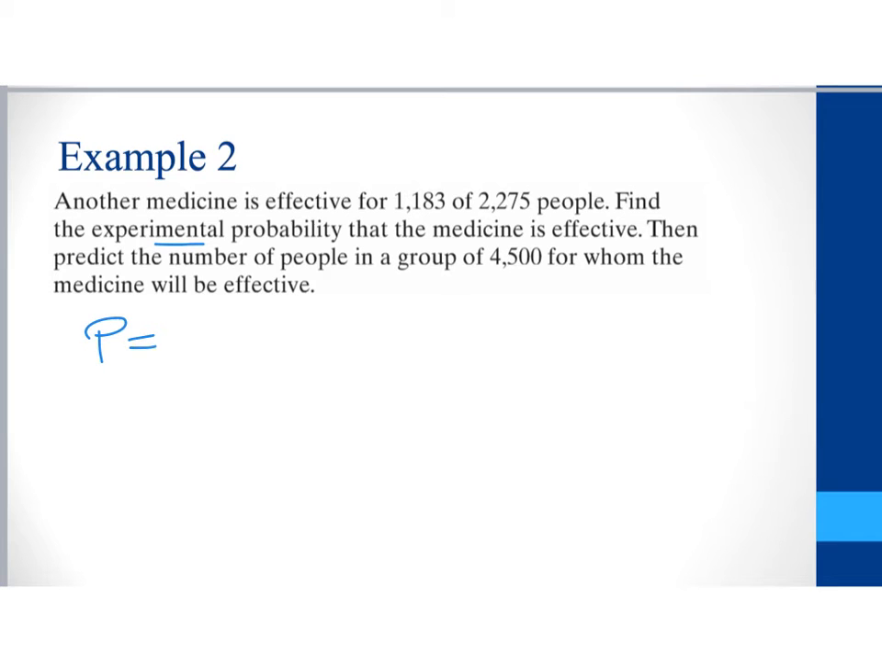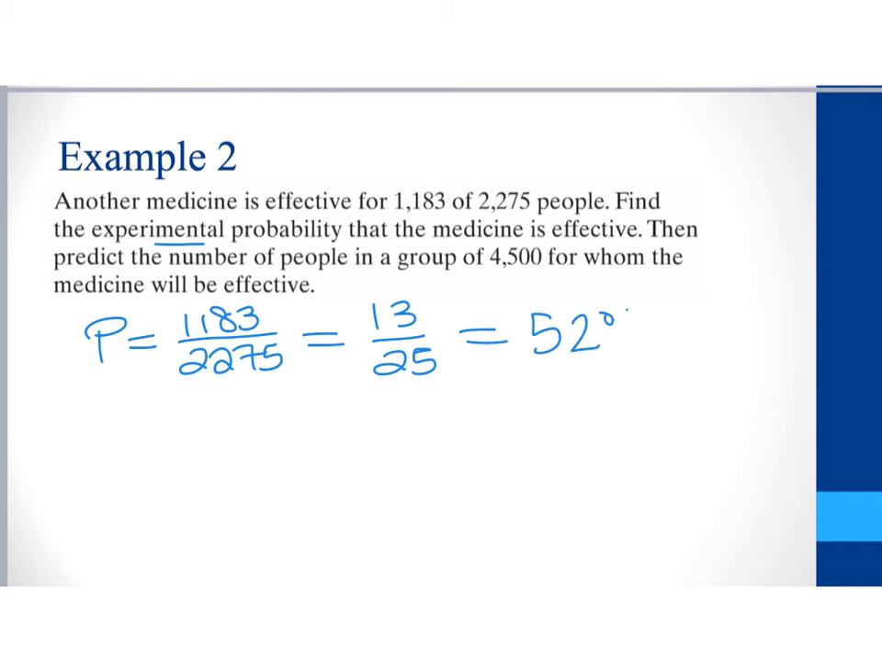So again, the probability is going to be 1,183 that it's effective for, out of a total 2,275. If you want to take the time to reduce this down, this will give you 13/25, or it tells you that it's effective for 13 out of every 25 people. Or if you just want to do the straight up division and figure out what percentage it is, this gives us 52% success rate.